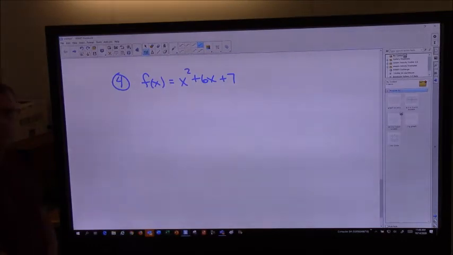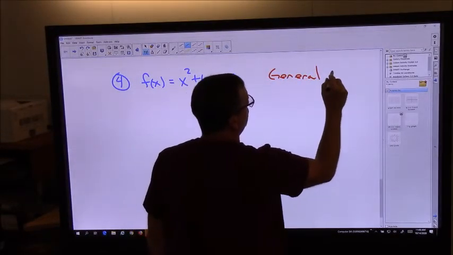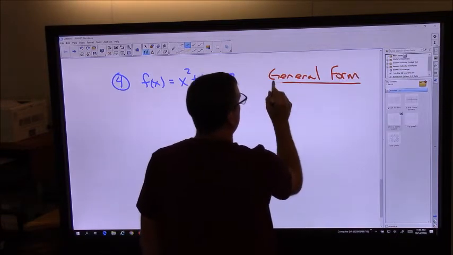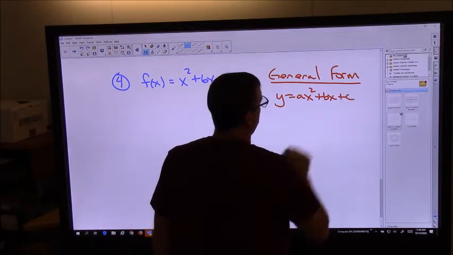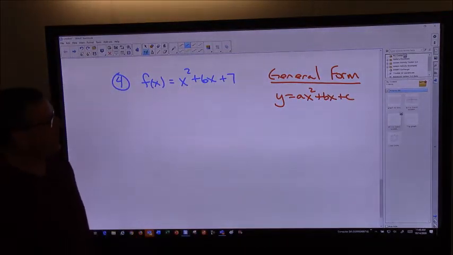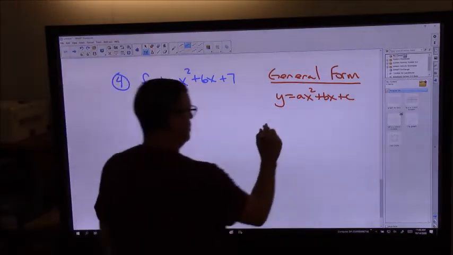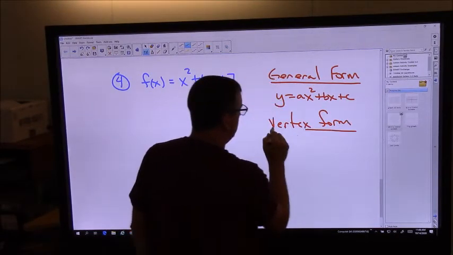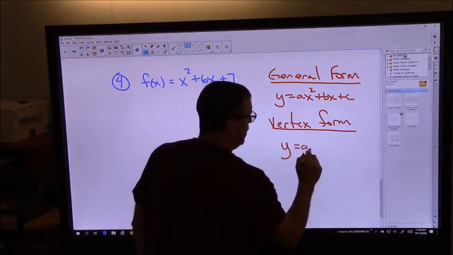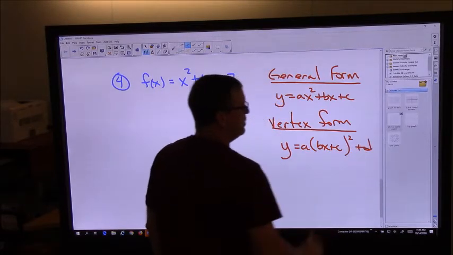So this is in general form. General form looks like this. Y equals ax squared plus bx plus c. What I want to do is get my equation into vertex form. So vertex form is this. Y equals a times (bx plus c) squared plus a d value.